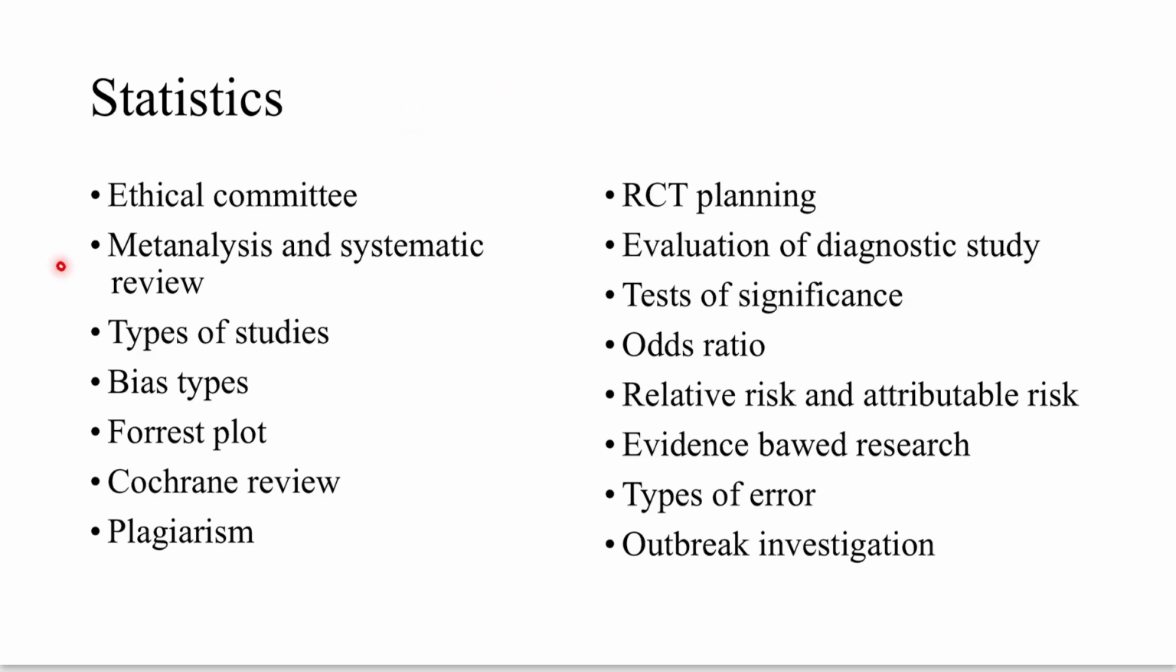Okay. Meta-analysis, systematic review, different types of studies. Randomized control trial and meta-analysis means what? Cohort versus case control. All of those things you should know. Different types of bias, forest plot, Cochrane review, plagiarism. Then how do you plan a randomized control trial? Evaluation of a diagnostic study, tests of significance, odds ratio, relative risk, attributable risk.